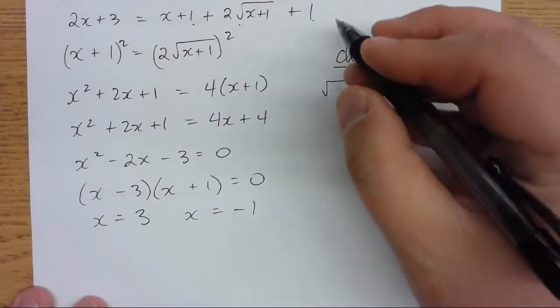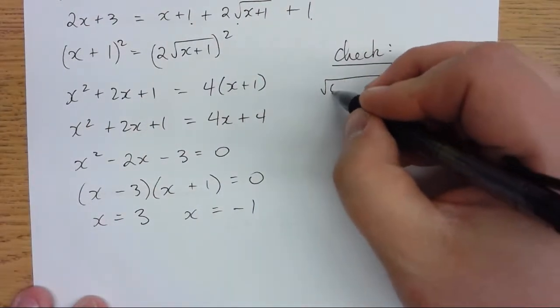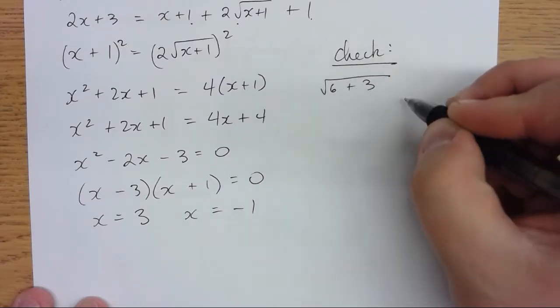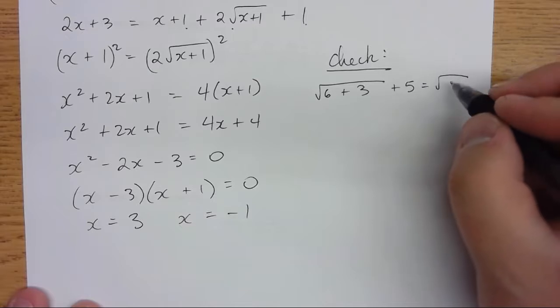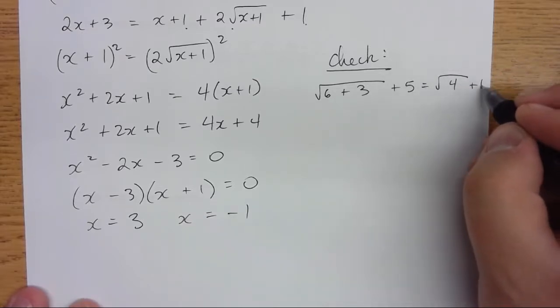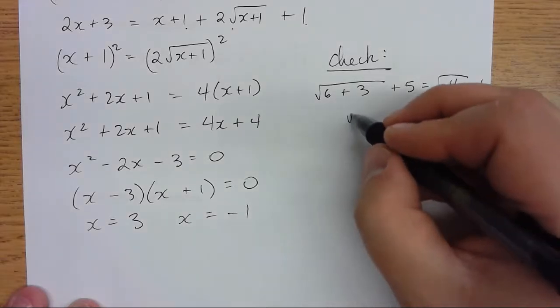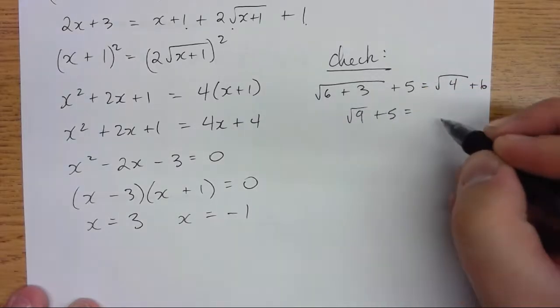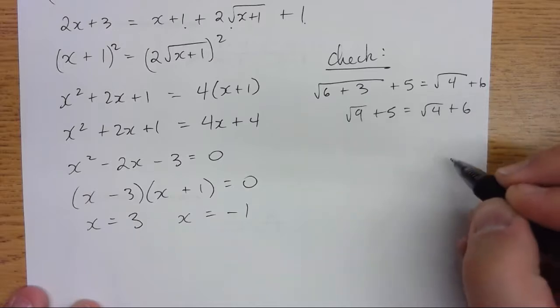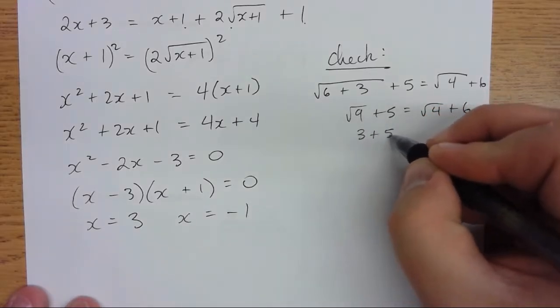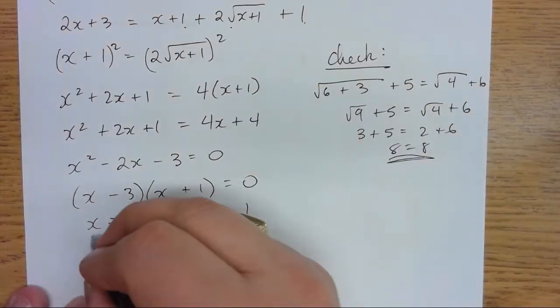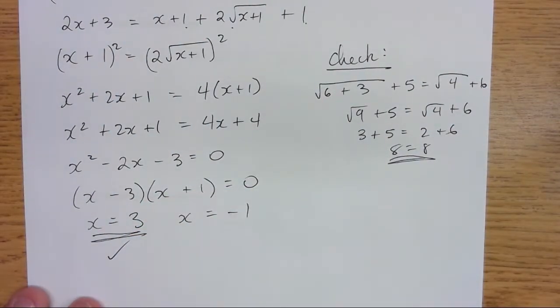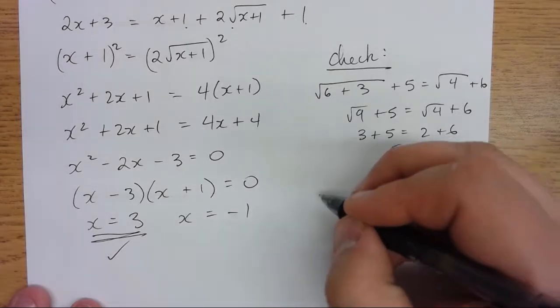So the square root of 2 times 3, which is 6, plus 3, plus 5 has to equal the square root of 3 plus 1, which is 4, plus 6. All right, well, that's the square root of 9 plus 5 is equal to the square root of 4 plus 6. That's 3 plus 5 is equal to 2 plus 6. And yep, both sides equal 8. So that is a real answer. That one works.